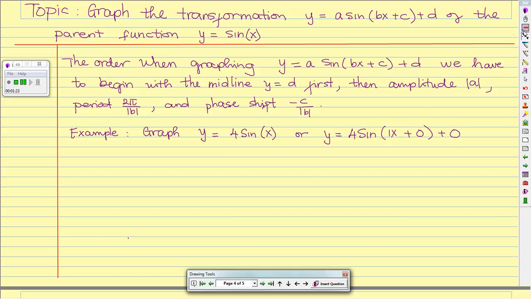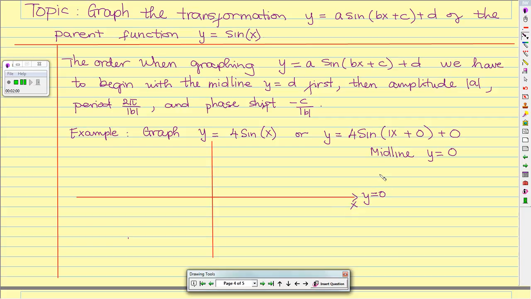So since d is 0, we can begin with the graph right now. I start with my x-axis, and then my y-axis. I can make a note right here that my midline is y equals d, and my d is 0, so y equals 0. So the line y equals 0 will be my x-axis.